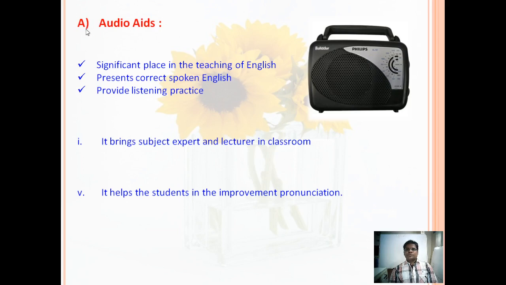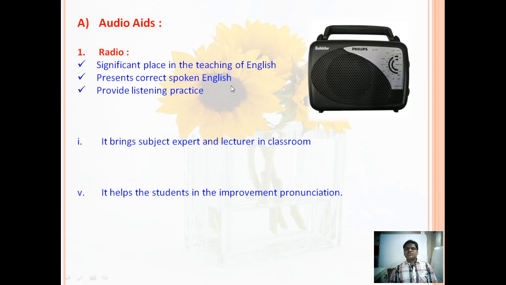First, we have to focus on audio aids. First one is radio. Everyone knows about this instrument. Why is this significant? Because radio is significant in teaching of the English language. There are many different radio channels. BBC News, the BBC channel, then Oxford On Learning, and many more FM channels are directly related to education. So this plays an important role in learning of the English language.